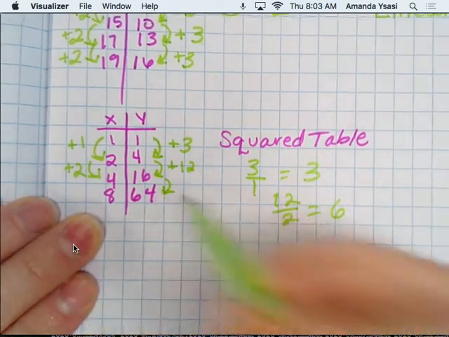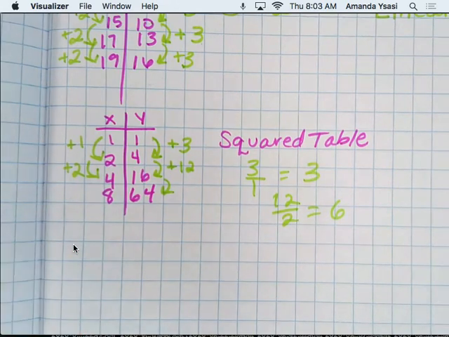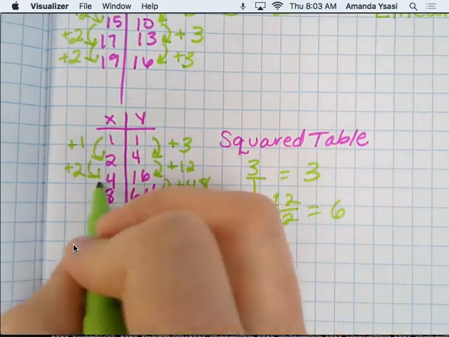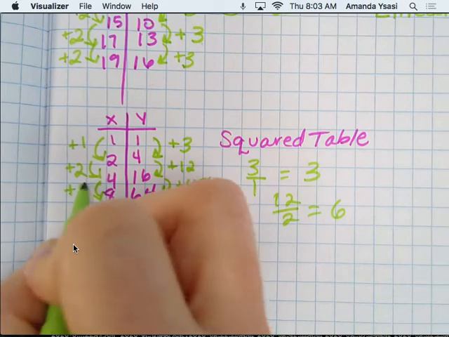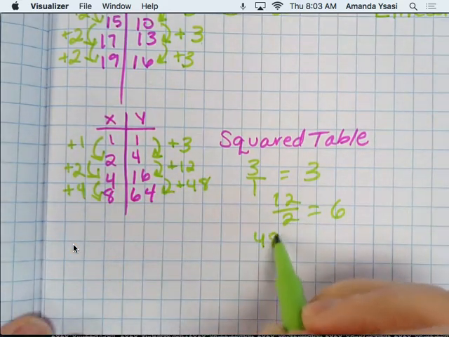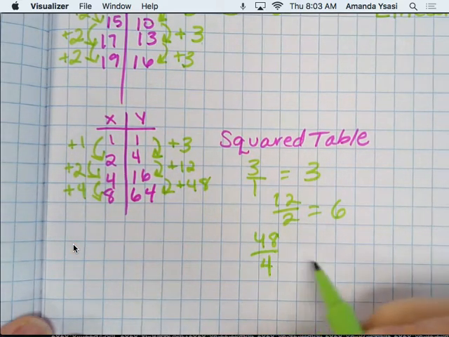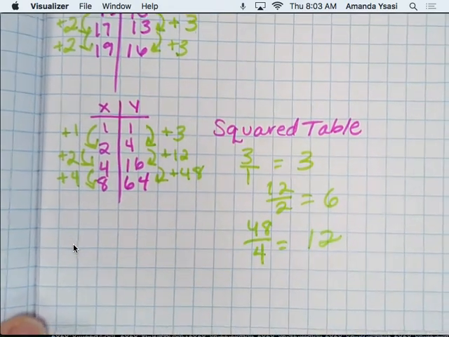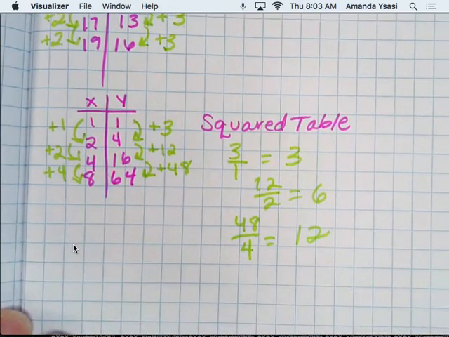And then what's 64 minus 16? I don't even know. What is it? 48. I couldn't hear you. 48. Okay, that's what I thought I heard. So that would be 48 over 4, which is 12. So this is definitely not linear.